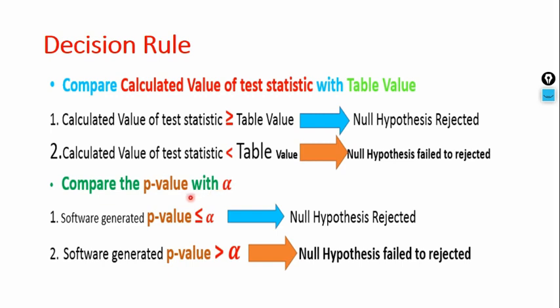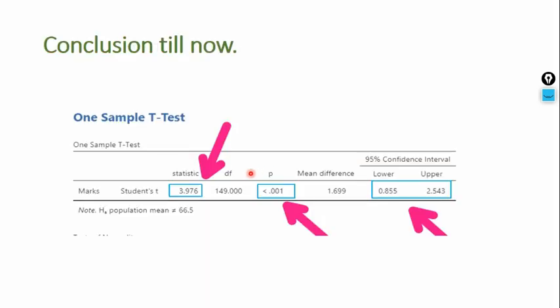In this case, alpha means level of significance. I have taken the level of significance as 0.05. Compare the p-value with alpha. Every software gives us a software generated p-value. I will show you with my data set in my data output. If p-value is less than or equal to alpha, the null hypothesis will be rejected. Friends, if you use any of these methods, or if you use confidence interval limits, the same decision will come. I will show with my output.